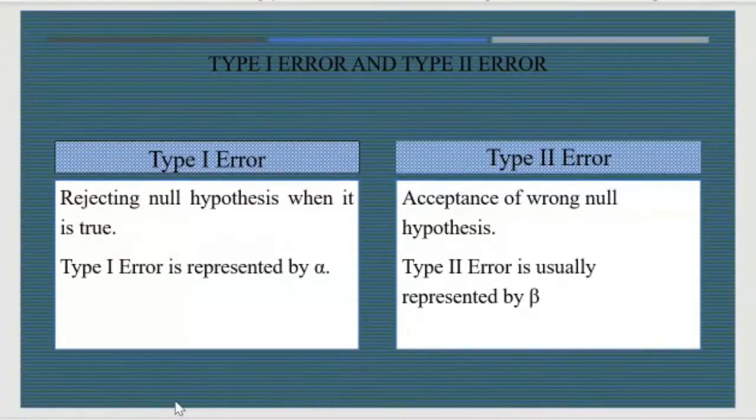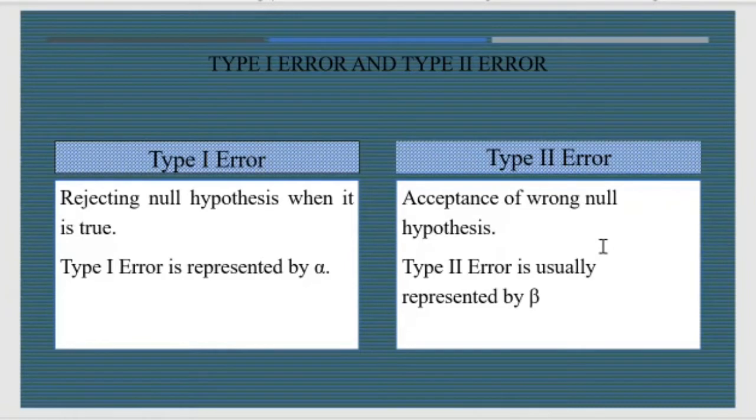Now, suppose my null hypothesis is true, but I have rejected it. Suppose the null hypothesis is true that the variables are not related, but I am saying that they are related. I'm rejecting the null hypothesis. This is called type 1 error, and we represent this error by alpha. And type 2 error is just the opposite.